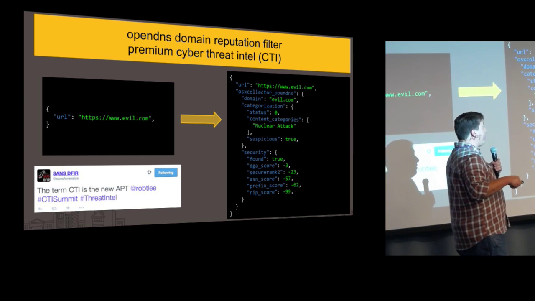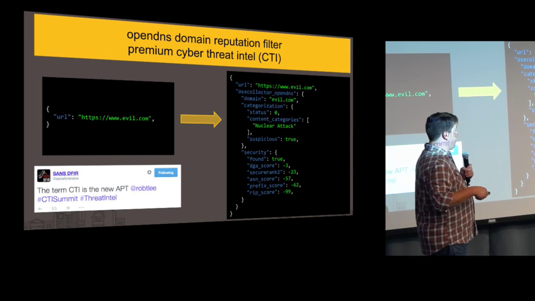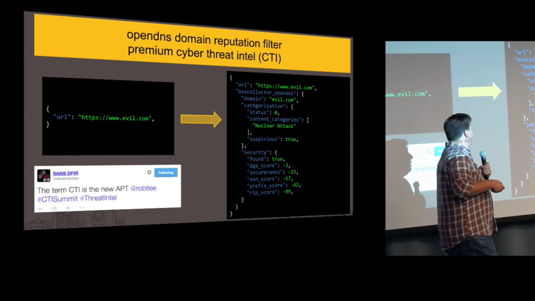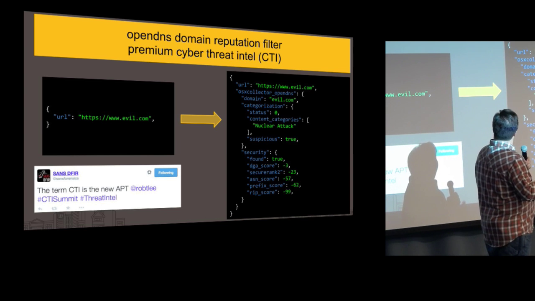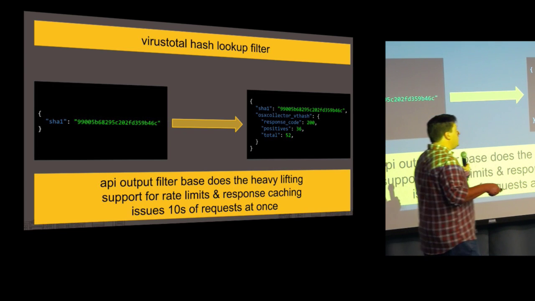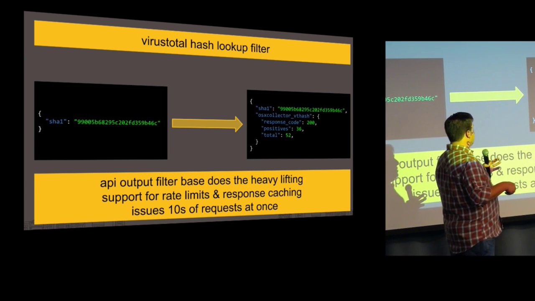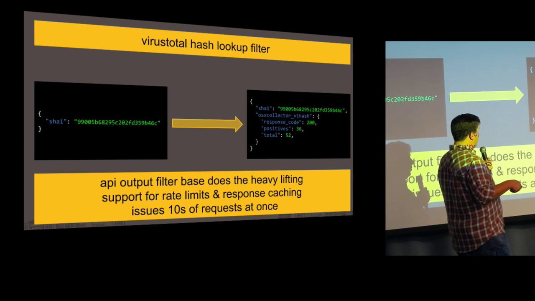And cyber threat intelligence is all over the news now. It's like the new APT term. You should just throw it in there liberally if you want to sound smart. Domain reputation, super useful. We have this base class for APIs. It does all sorts of smart stuff. If you want to add your own, it's pretty easy.